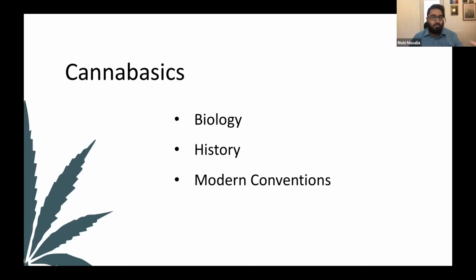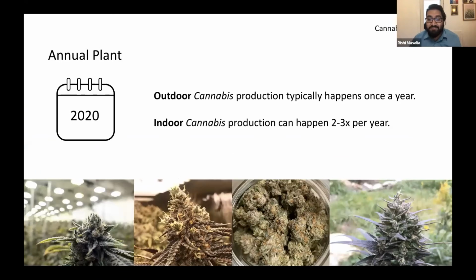So we're going to start with some cannabasics, specifically plant biology, which is, I know, what everybody wanted to start today with. But cannabis is an annual plant. That means it completes its life cycle in 1 year. This is typically everything you see in a garden, everything you see out in a farm field: mostly annual plants. And there are two types of production.